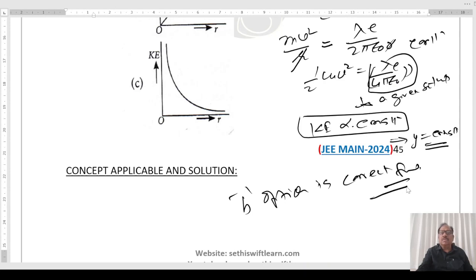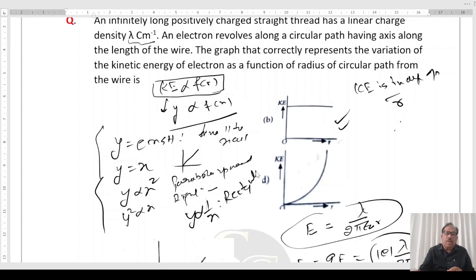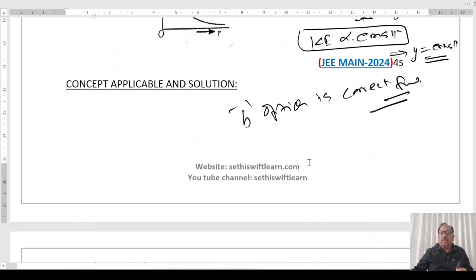I have explained all the types of parabola which are reduced. One more: y inversely proportional to x gives a rectangular hyperbola. That is the type it is. Okay. Now, next question.